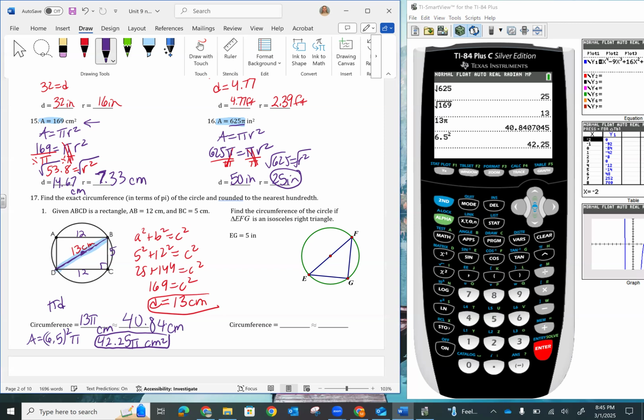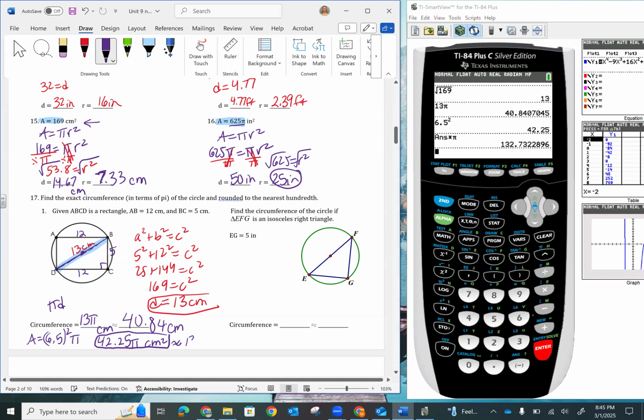So if you want to figure out what the decimal is, you could take 42.25 and times it by pi. And the answer would be about, this is equivalent to 132.73, and that would be centimeters squared.